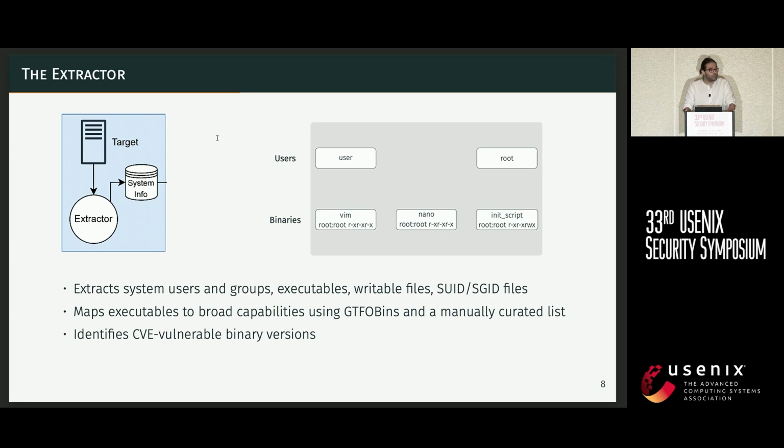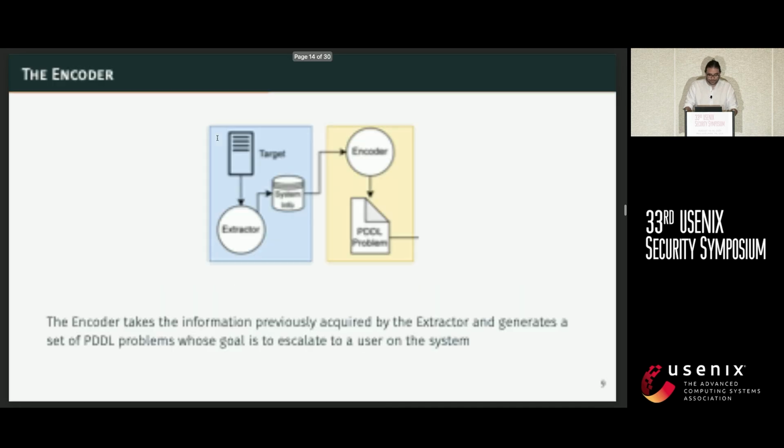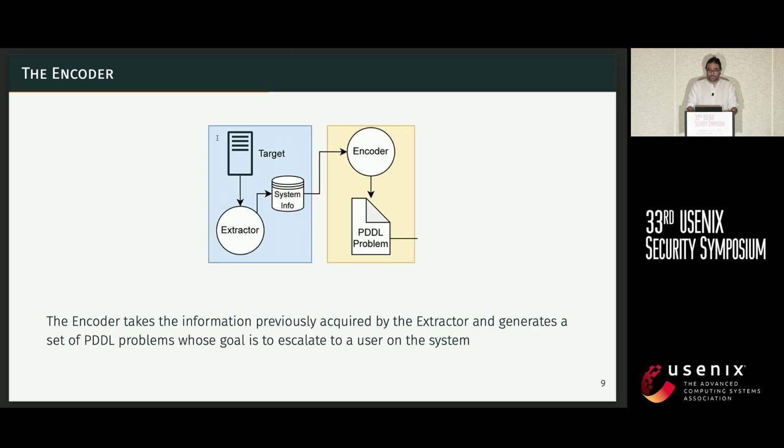And finally, we also try to map if there are any binaries that might be susceptible to CVEs according to their versions. For example, here we have a minimal system with two users, user and root, and three binaries: vim, nano, and a system daemon and its script, with their owner and permissions. Then this information is passed to the encoder that is going to generate a PDDL problem for later processing and solving.